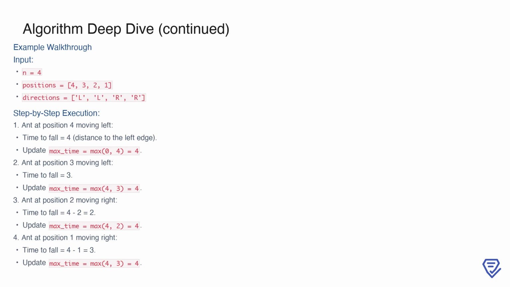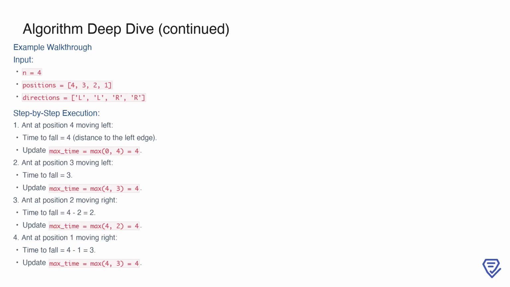The first ant at position 4 is moving left, so it falls off after 4 seconds, and max_time is updated to 4. The second ant at position 3 is also moving left, so it falls off after 3 seconds, but max_time remains 4 since 4 is greater than 3. The third ant at position 2 is moving right, so it falls off after 4 - 2 equals 2 seconds, and again, max_time remains 4. Finally, the last ant at position 1 is moving right, so it falls off after 4 - 1 equals 3 seconds, and max_time remains 4.